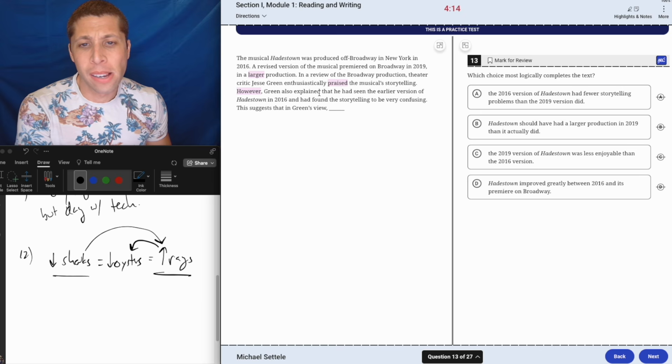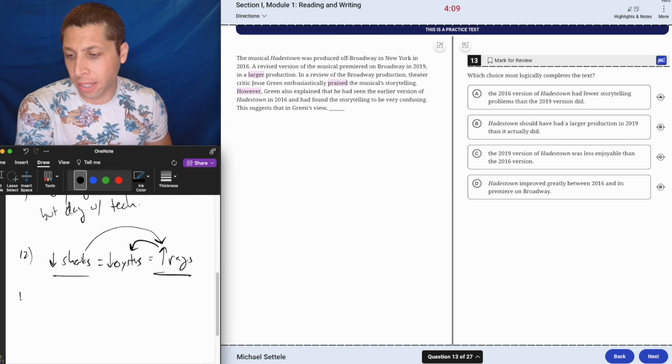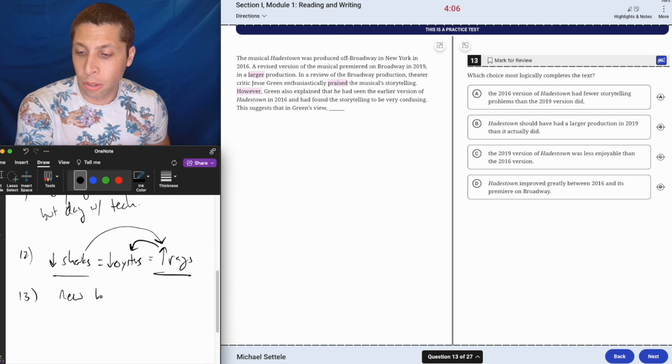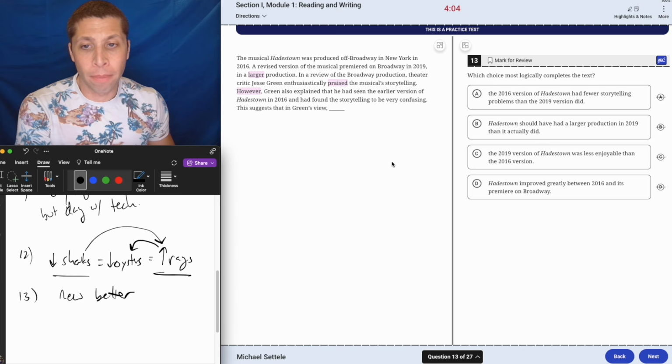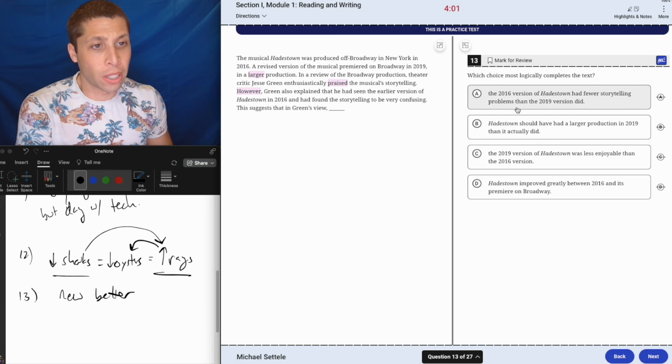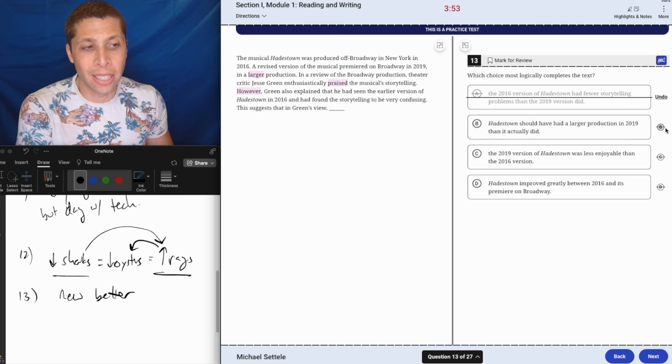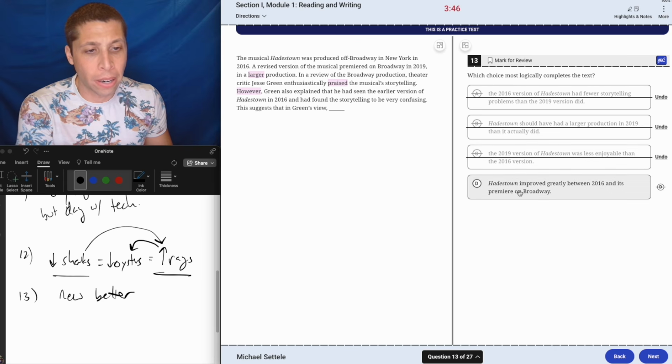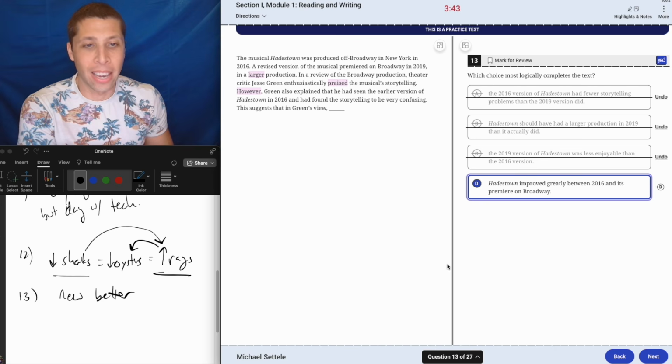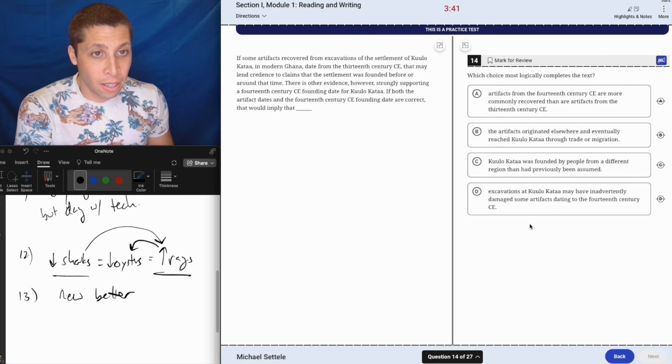Okay. So the review, I feel like it's going to say something like the new one is better. New is better. This suggests in Green's view, the 2016 version of Hadestown had fewer storytelling problems. No, this is saying the new one is worse. Hadestown should have had a larger production in 2019. Well, is the largeness what made it better? I don't think so. The 2019 version of Hadestown was less enjoyable. No, the new one is better. Hadestown improved greatly between the two. Yeah. Yes. Done. Okay. All right.